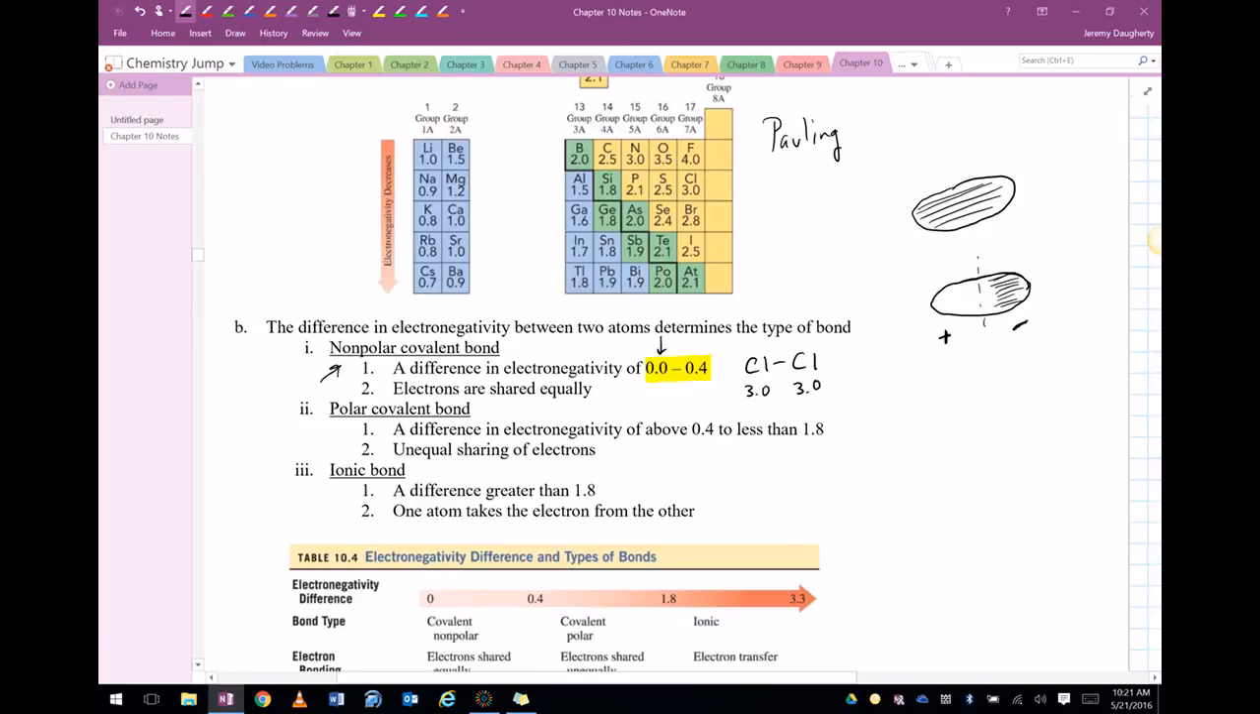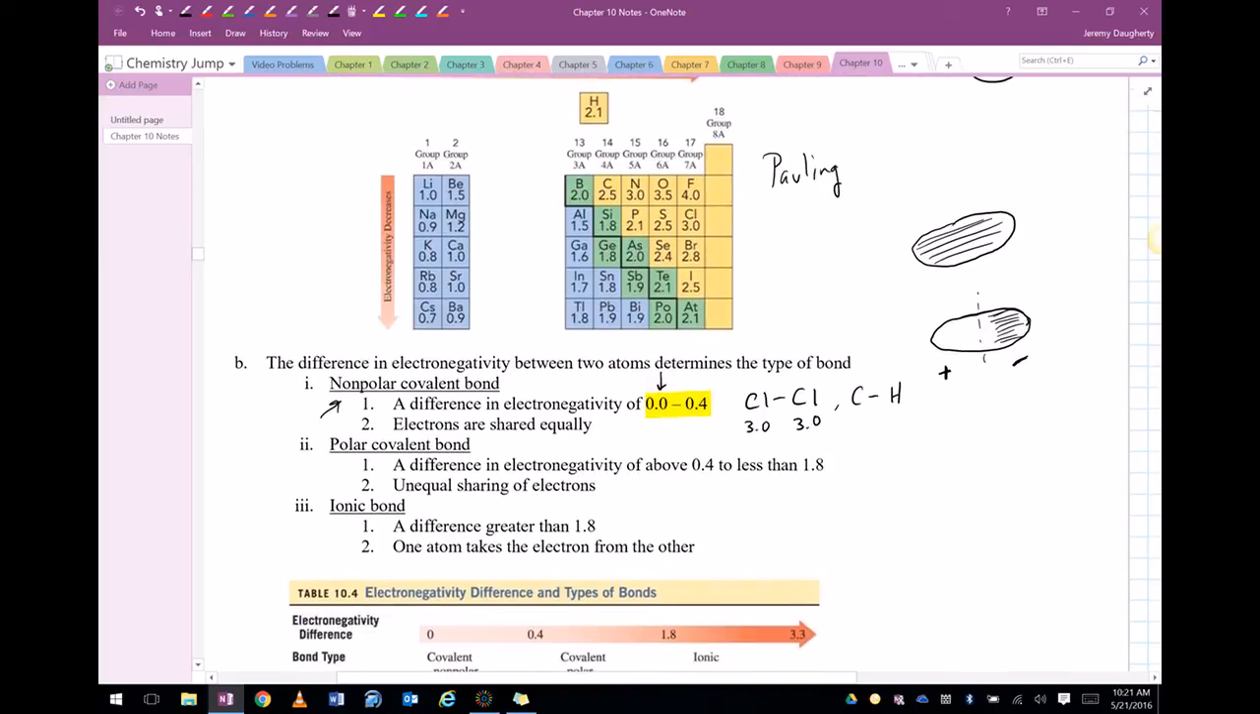Now another common one is the carbon-hydrogen single bond. A carbon-hydrogen single bond is nonpolar, and the reason why is because carbon has an electronegativity of 2.5, hydrogen 2.1, so the difference between these two is 0.4, which is right at the cusp of being polar and nonpolar.